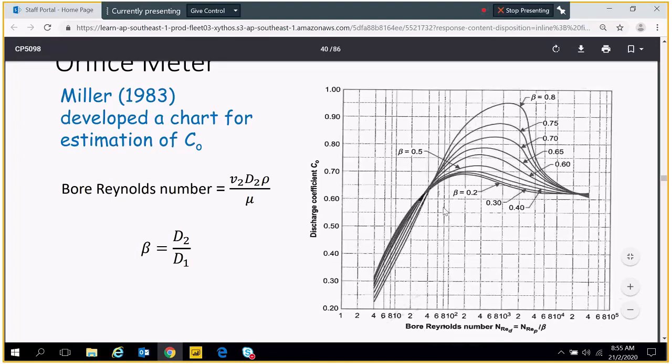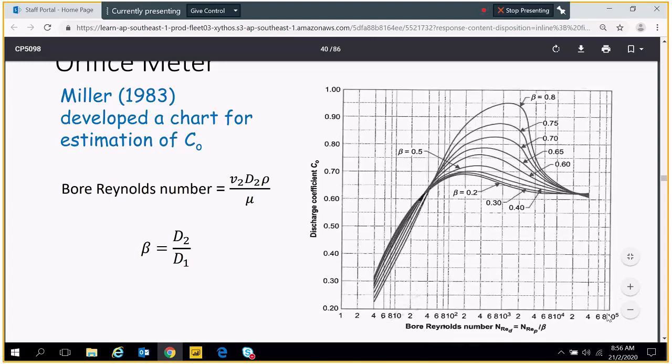This is linear. So the first thing you need to do is look at beta, the diameter ratio D2 over D1, and look for the Reynolds number. Let's say the Reynolds number is 10,000. Then you look for this. You can see that this is quite close, so you say this is about 0.64, 0.65. If your Reynolds number is very high, 1 million, that is beyond the chart, so take it to be constant. Maybe you can assume 0.62 around here.